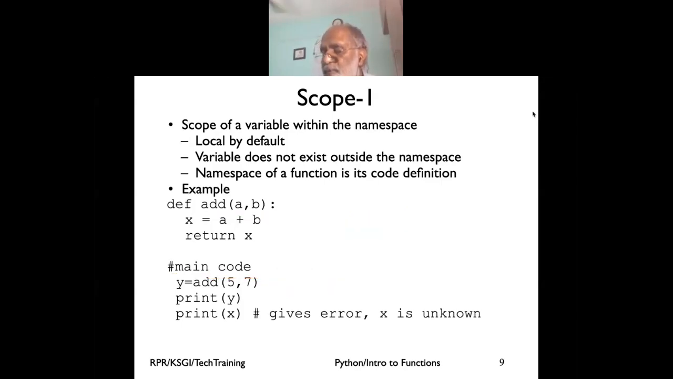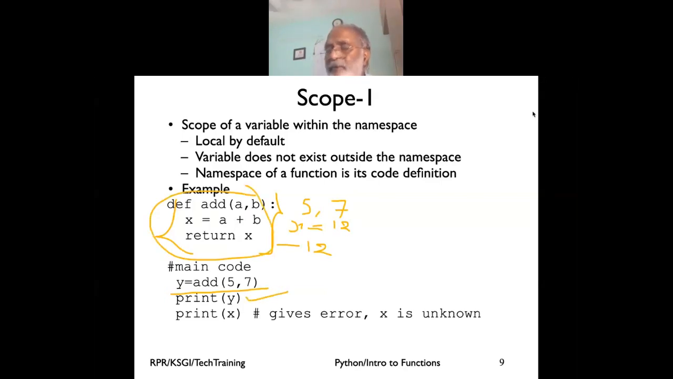So let me take this code. I defined a function add: x is equal to a plus b, return x. After the call is made, x is returned, but x is not known outside. I'm calling y is equal to add(5, 7). A becomes 5 and B becomes 7, x becomes 12, and I'm returning 12. But the moment my call is over, x is no more visible. x is gone, because x was visible only inside this function. So when I say print y, it will work fine. But when I say print x, main doesn't know it because x is not available. x was only inside the function, and hence this print x will give me an error.